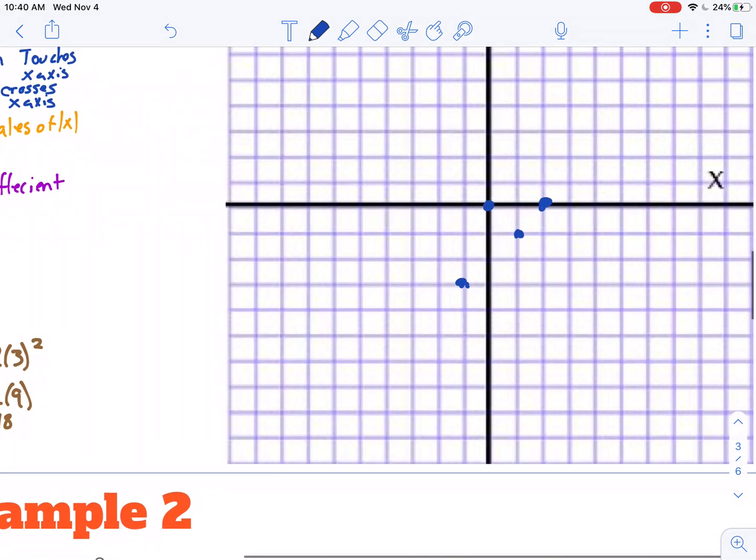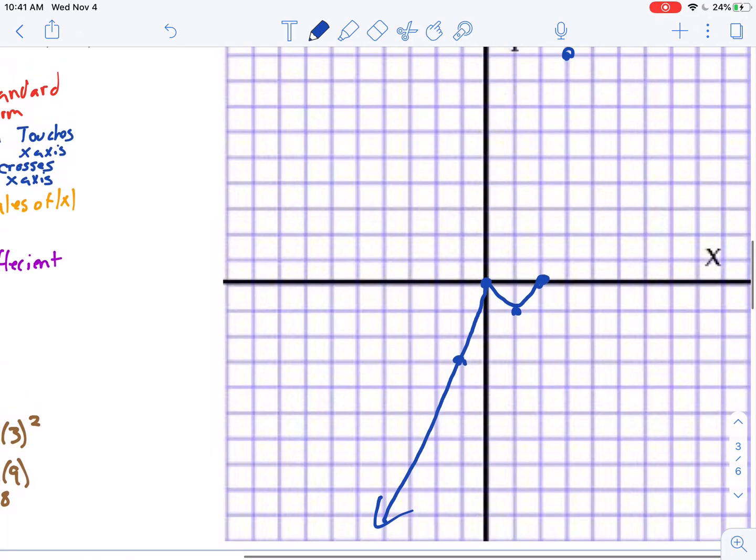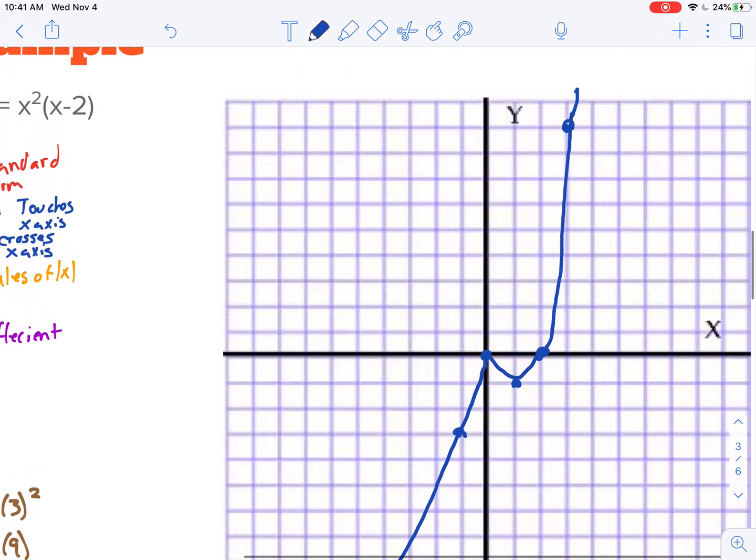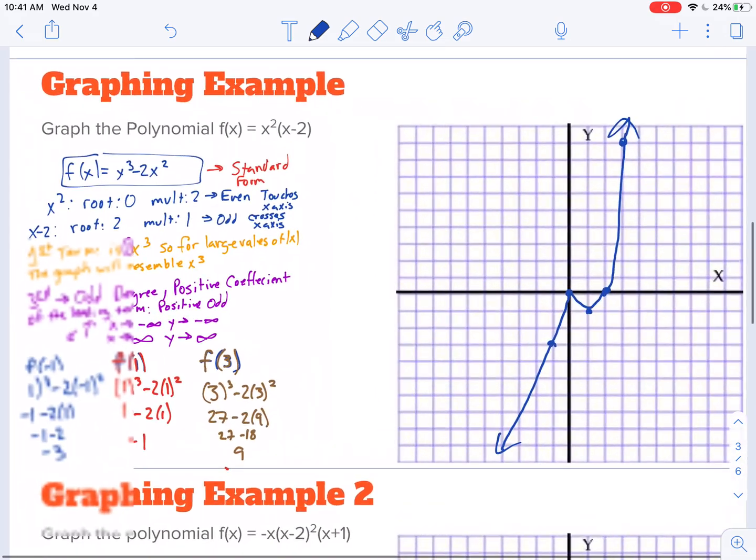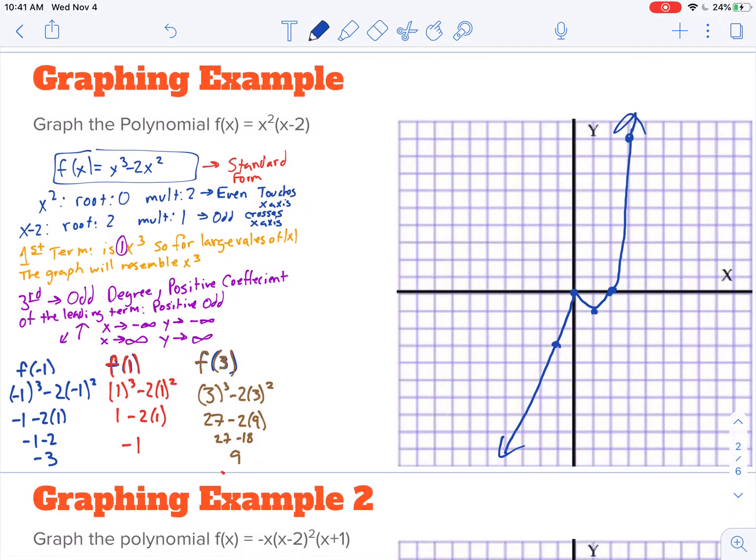Now I'm going to graph my polynomial. As x approaches negative infinity, y approaches negative infinity, so that means it's increasing. I've got an arrow going in this direction. It touches my x-axis at 0 and then comes back down. I know that it's going to get to this point, (1, -1), and then it will come back up and then cross the x-axis. As it crosses the x-axis, it's going to go through this point, (3, 9), and then go up.